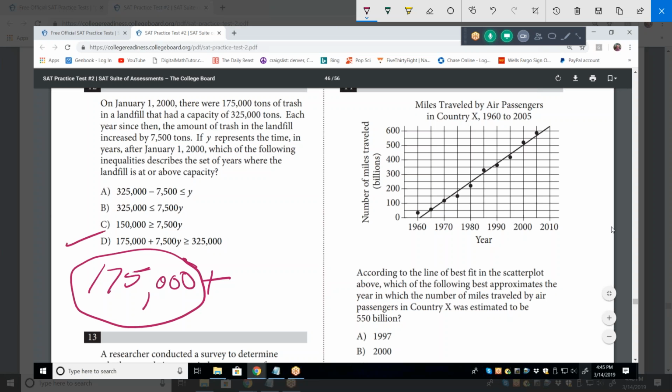And then if you do the math, you realize that each year you're adding 7,500. So it's 7,500 times the number of years that have gone by. And if capacity is 325,000, if that's greater than or equal to 325,000, you're over capacity. Okay.